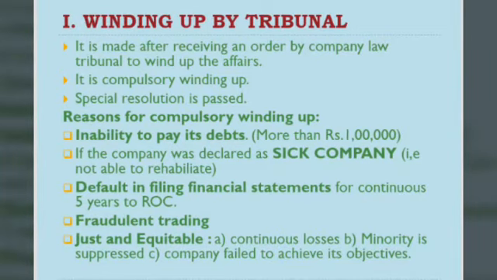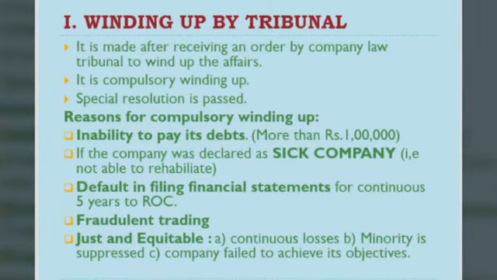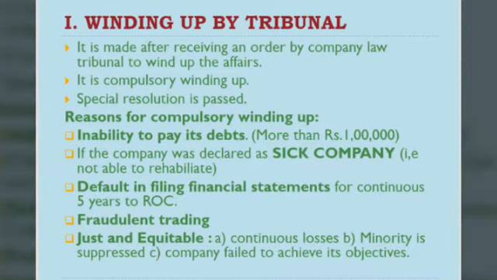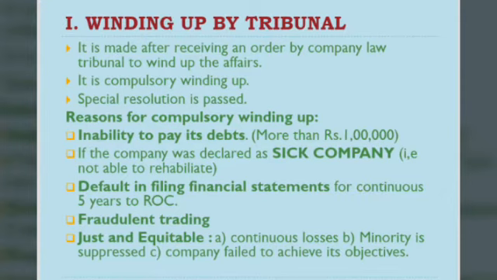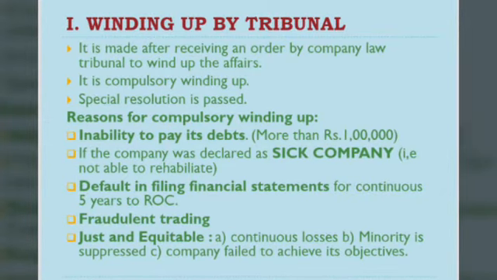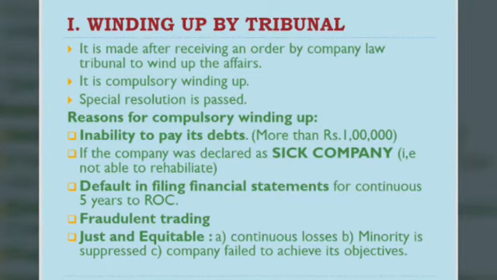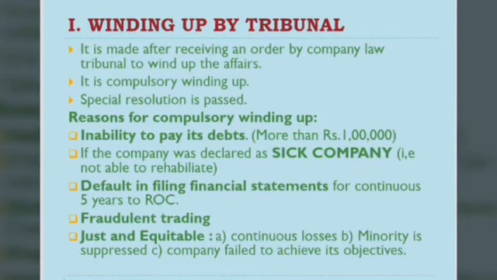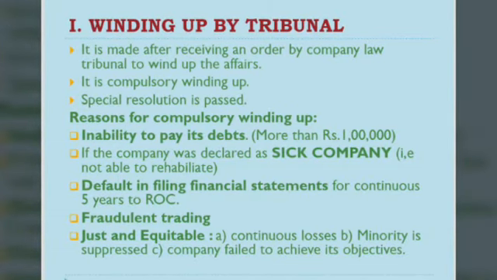What are the reasons for compulsory winding up? Why does the company law tribunal give an order to wind up the affairs of the company? The following are the reasons. Number one is the inability to pay its debts. If the company is not able to pay debts of more than rupees 1 lakh, then the tribunal will order for winding up. Then, if the company is declared a sick company, that is, a company which is not able to rehabilitate or revive, then the tribunal will order for winding up.